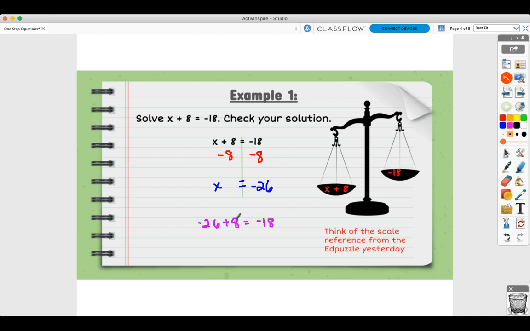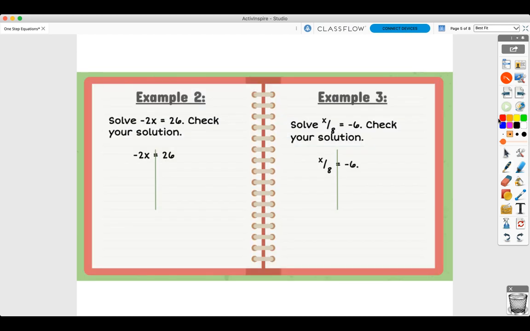So negative 26 plus 8, they're different signs. You've got to subtract them. So 26 minus 8 is 18, and there are more negatives, so it's going to be negative 18 equals negative 18. So your solution does make sense. This is the way you can check your work. Let's do another example. Let's do more examples.